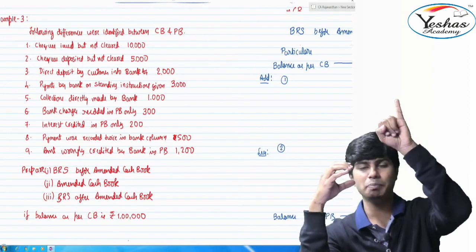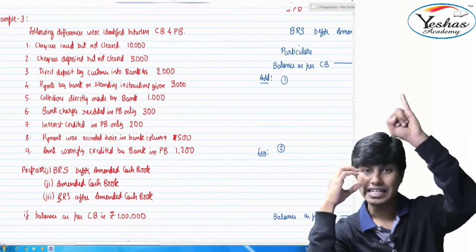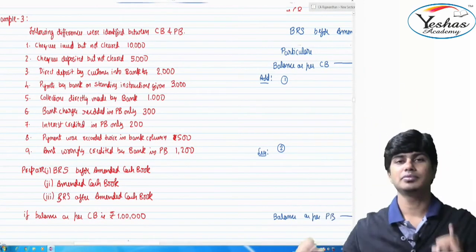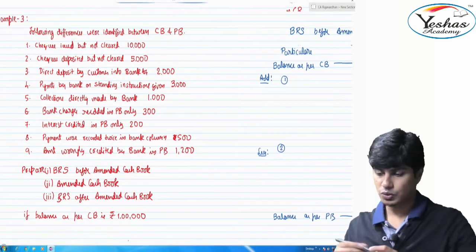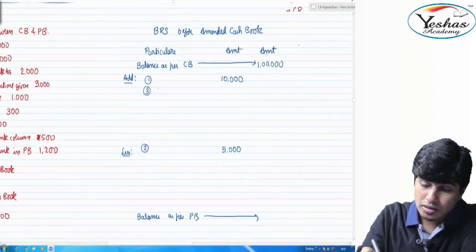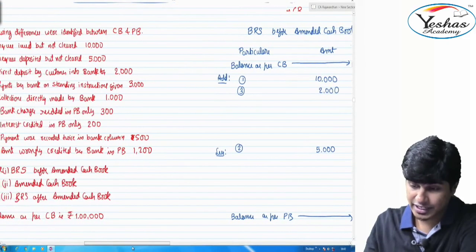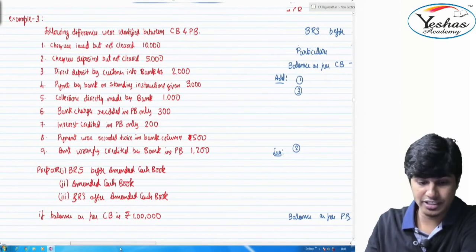In order to see the P, either you have to bring the P down or take the C up. What's in your control? C. What will you do? Take it up. Add. Add 2,000. So 3 is add. Amount is 2,000. We have to write the entire description, guys.